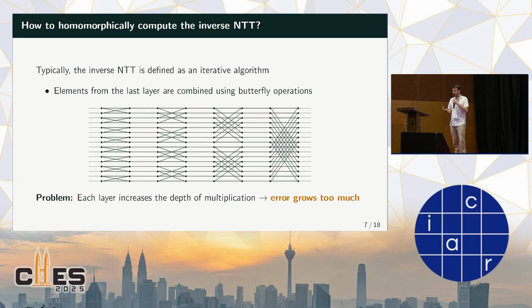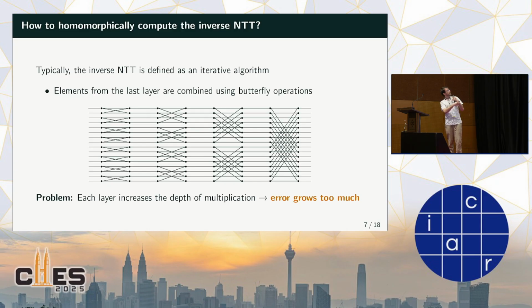Then, how do we homomorphically compute the inverse NTT? Typically the NTT is defined as an iterative algorithm. That's what we use for Kyber and for Dilithium, where the goal is to have it as fast as you can. To do that, you use an FFT-like style algorithm that gives you n log n complexity.